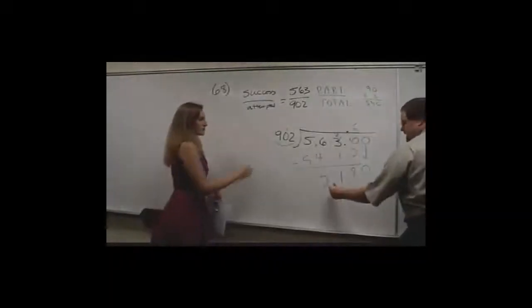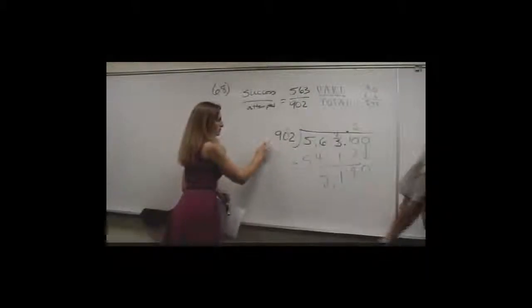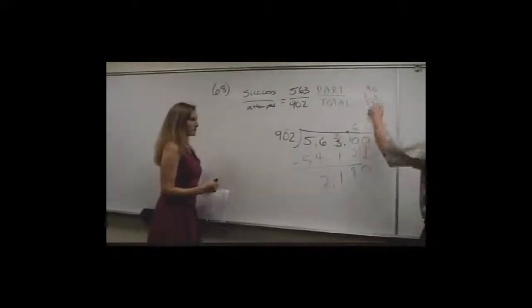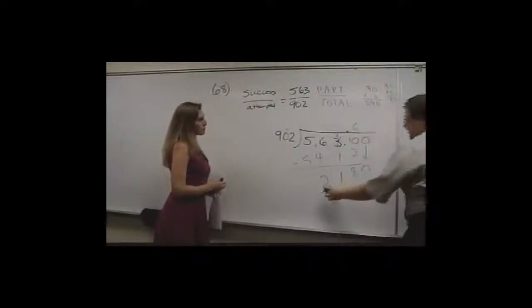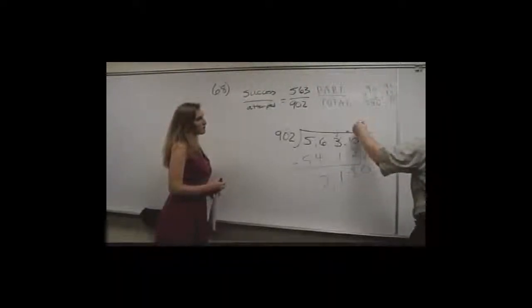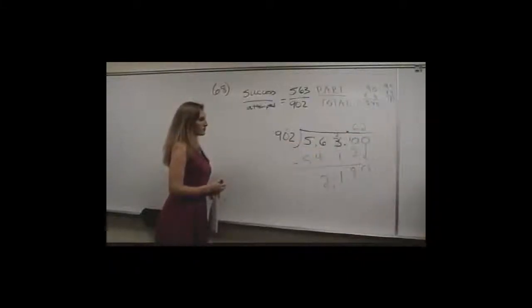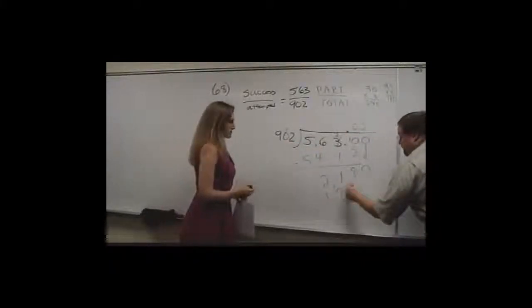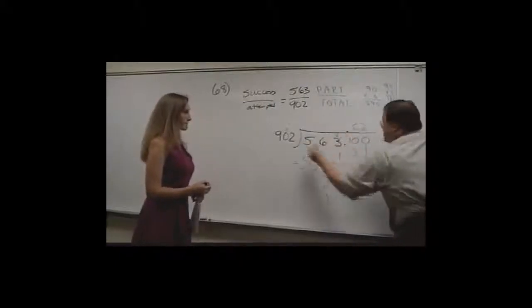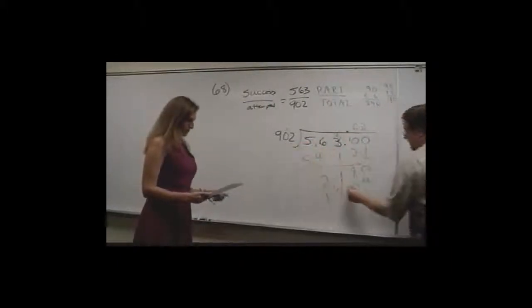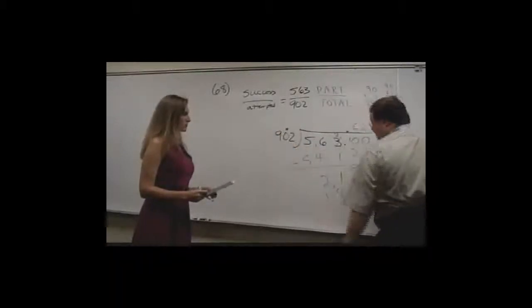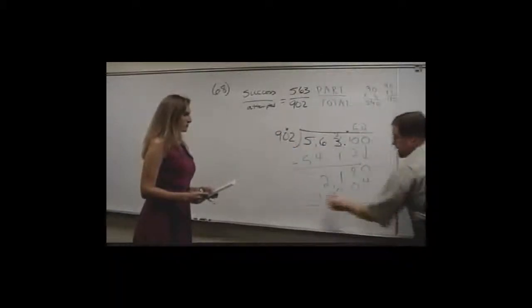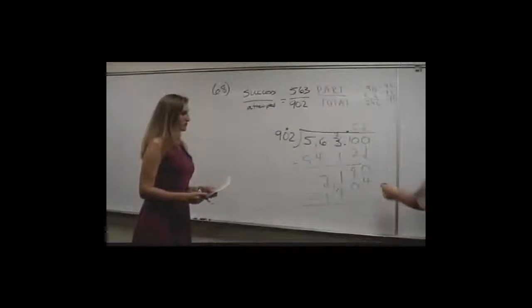902 into 2,180. I'm going to estimate about 2 times because I'm thinking in my head 90 times 2 is 180, so that's a little bit less than 200. So I'm going to say 2 times. So go ahead and multiply. 2 times 902 is 1804. 2 times 2 is 4. 2 times 0 is 0. 2 times 9 is 18. I should probably cross that out so I don't confuse myself. We subtract. I hope I'm going to be done soon.